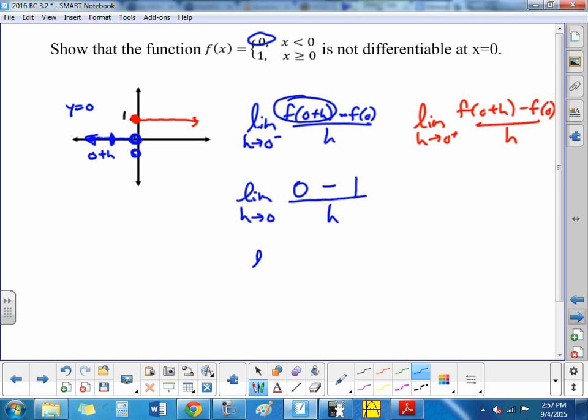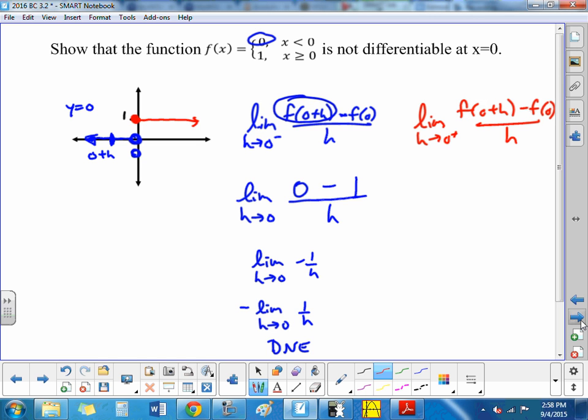Okay, this leads us to the limit, negative 1 over h, or we could pull the negative out. And this is like studying the x equals 0 region of the 1 over x graph. It's clearly a does not exist situation. Right? Okay, so it doesn't really matter what the other side turns out to equal. It's not going to be the same.